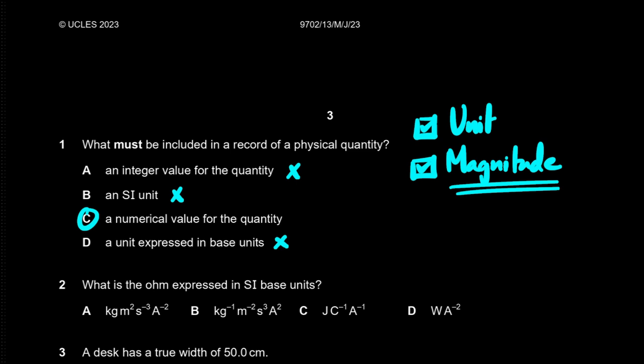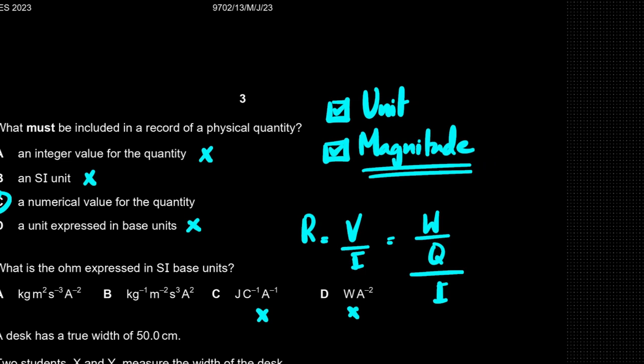What is the ohm expressed in SI base units? So ohm is the unit of resistance, which is V over I in base units, right? So if I look here, this is not base, this is not base, so it's either A or B. So V is work per unit charge, right? And I is I. So work is joules. Now you might also want to derive this if you feel like you need to. I don't need to because I remember this.